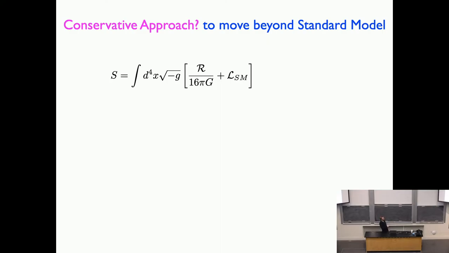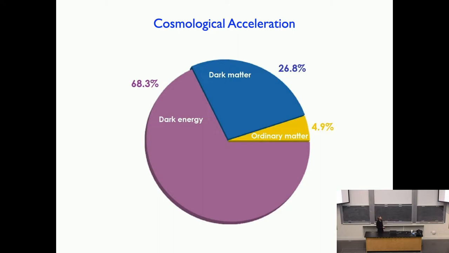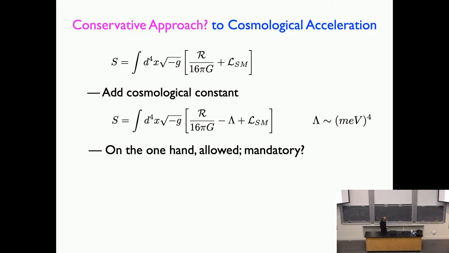All right, so let me say something then about this first point on cosmological acceleration. We probably all know that if you look at the energy contents of the universe today, to describe the current acceleration of the universe, to feed that into Einstein equations, you should introduce something called dark energy. And perhaps the simplest thing you could do is to add a so-called cosmological constant, this thing I called capital Lambda. If you set units where h bar and c are equal to 1, its value to fit the data is about a milli-electron-volt to the 4.